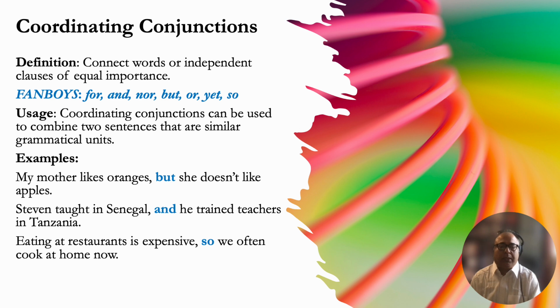So look at the examples. My mother likes oranges, but she doesn't like apples. So you can tell there is a contrast between the 2, right? And is an addition. Stephen taught in Senegal, and he trained teachers in Tanzania.